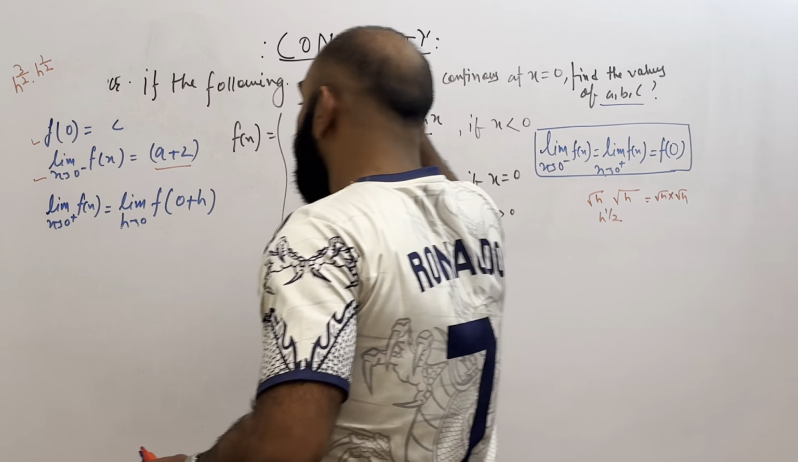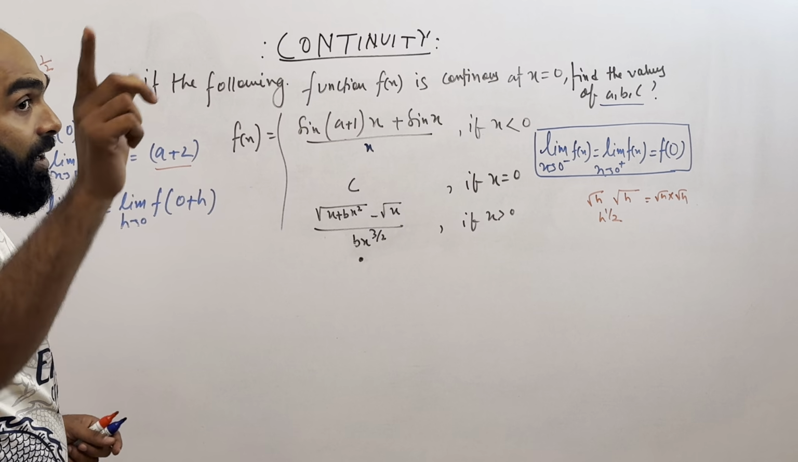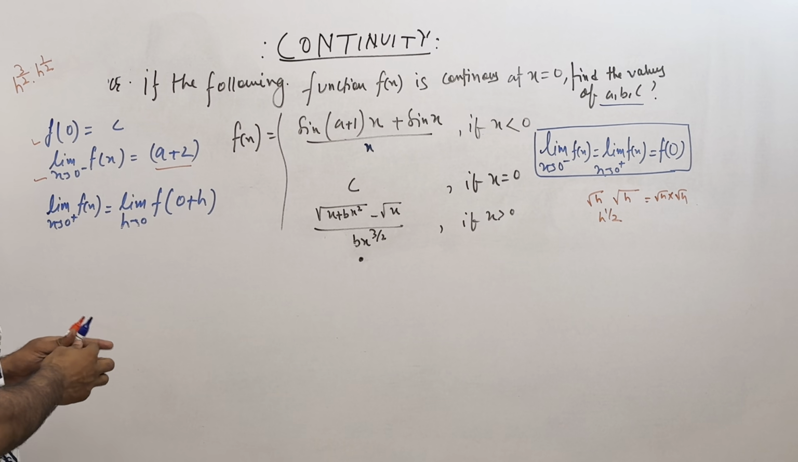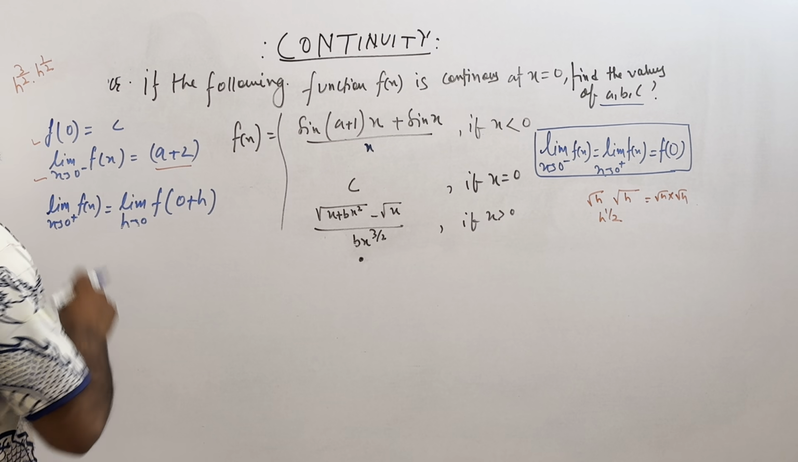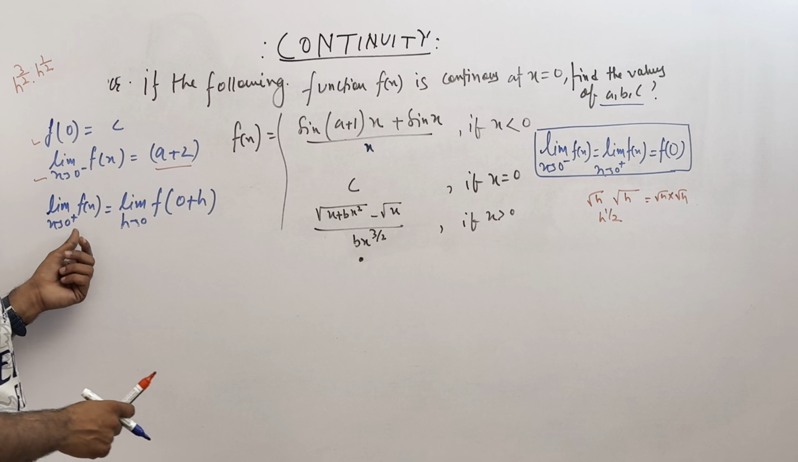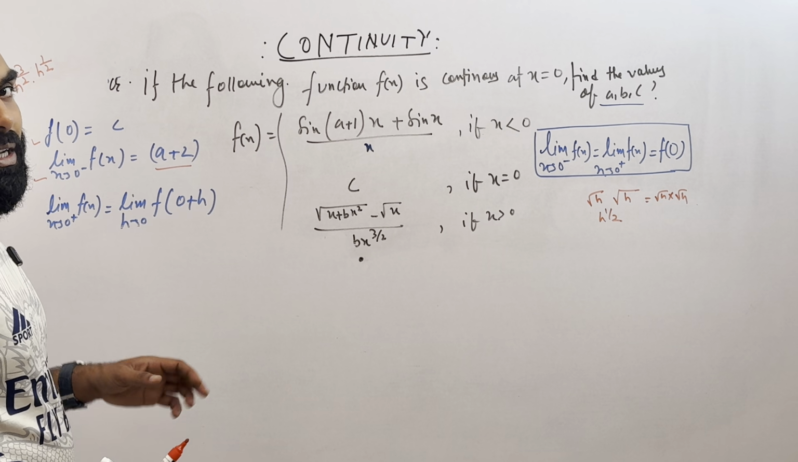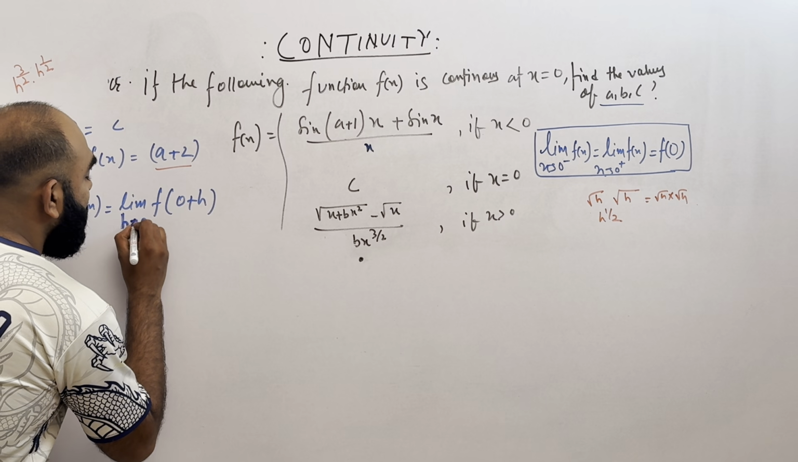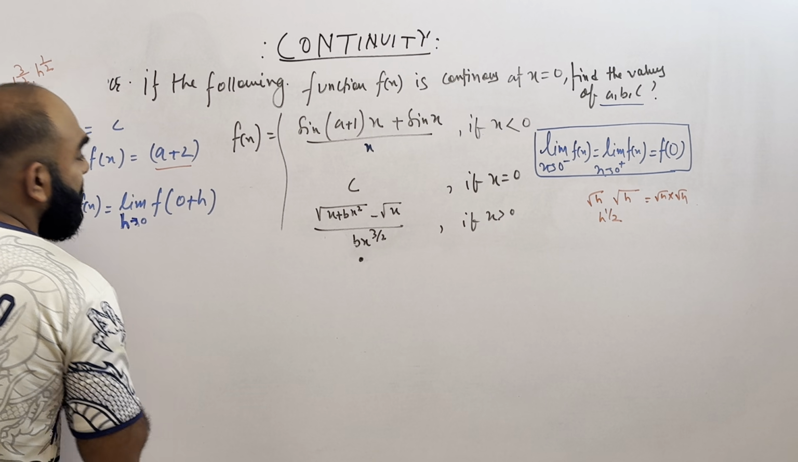Okay. Where are we? Sir, for these questions we have already gone through this. Sir, f of 0 value is c, and limit x tends to 0 minus f of x is a plus 2, and limit x tends to 0 plus, we are finding this one. We are at this position. Okay, this one is limit h tends to 0 only. Correct sir, f of 0.